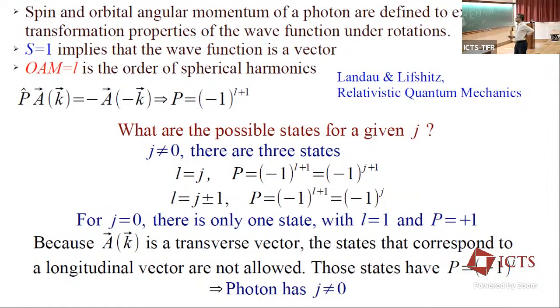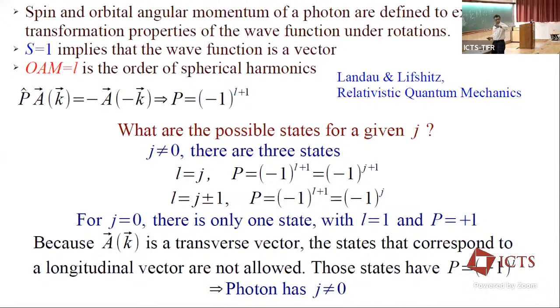So what are the possible states for a given J? Here I am following the Landau-Lifshitz argument: if you have L equal to J, then parity is given by (-1) to the power J plus 1. And L equal to J plus or minus 1, then it is (-1)^J. So for J equal to 0, total angular momentum is 0, there is only one state with L equal to 1, with P equal to plus 1. And because A is a transverse vector, the states that correspond to a longitudinal vector are not allowed.